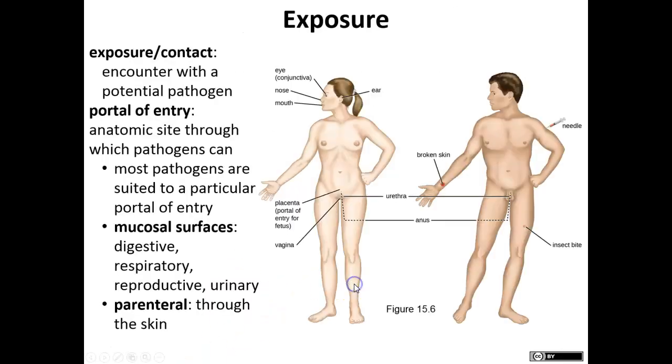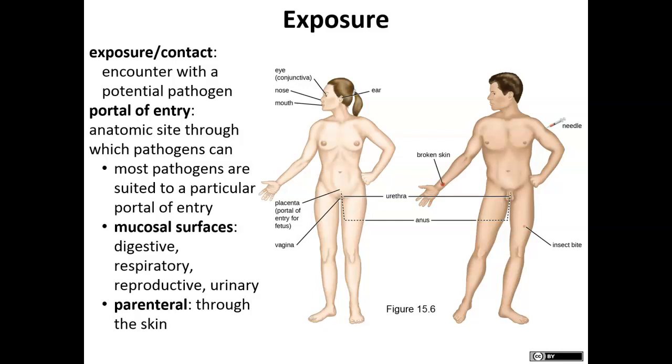So the first step is exposure. There are multiple areas that microbes can gain entry, and these are known as your portals of entry. This figure 15.6 shows the different portals of entry. I'll just give you a sneak peek: the portals of entry are typically also going to be the same as the portals of exit. So whatever way microbes get into your body, they're probably going to get out the same way.